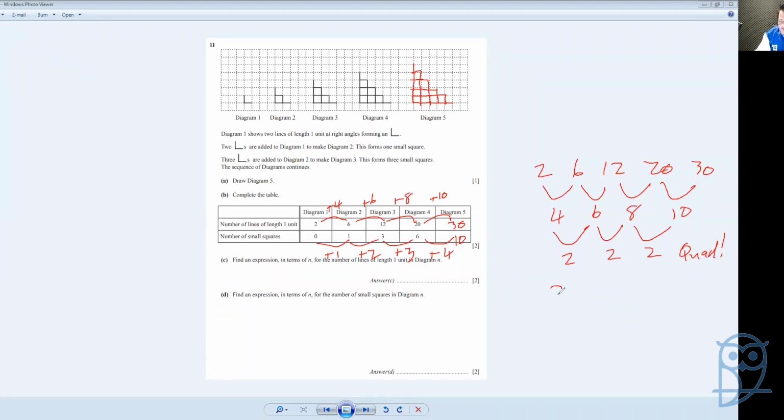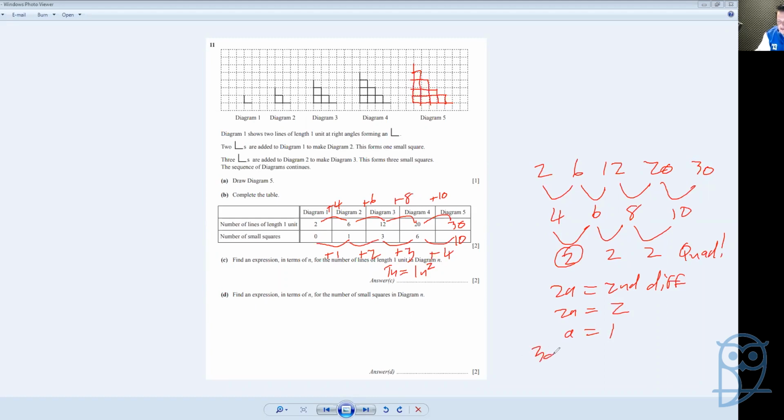Difference is 2, difference is 2, difference is 2. It is constant, therefore it is quadratic. So we have our formulas. 2a equals my second difference. My second difference is there. 2a equals 2. A is 1. Great. So Tn equals 1n squared.